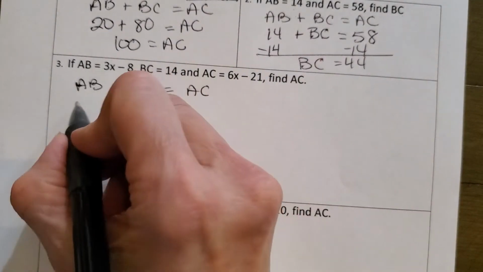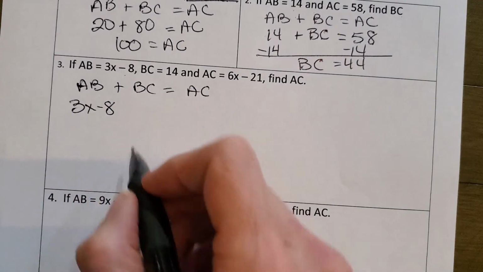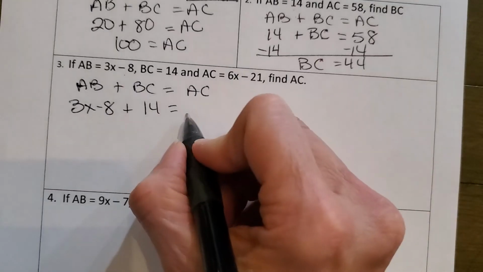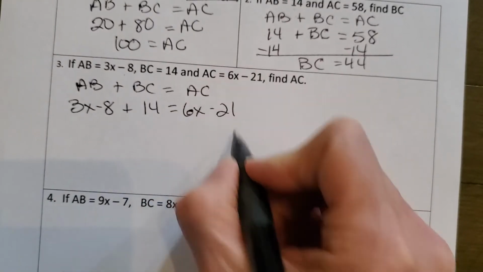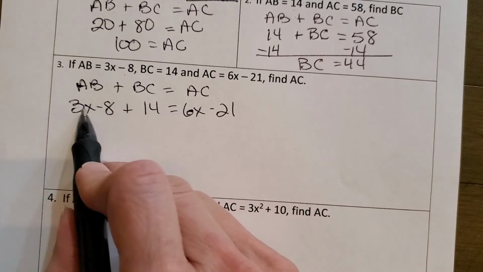So I see that AB is 3x minus 8. So I take out the AB and I put in my 3x minus 8. And then I'm going to add BC, which is 14. And finally, I'm going to plug in 6x minus 21 for AC. Then I'm going to look at that equation. I notice it's linear because I don't have any x squareds.